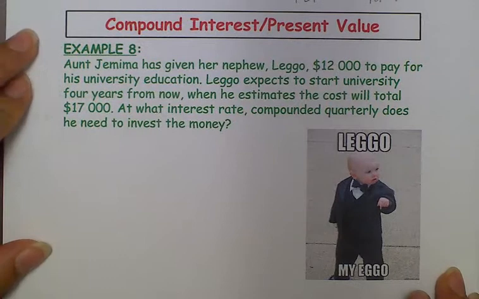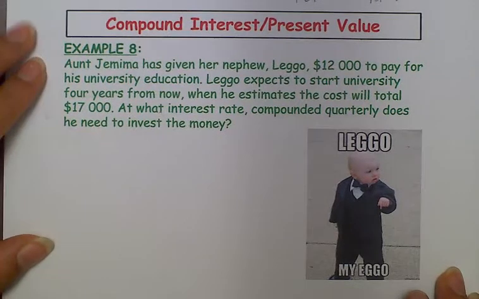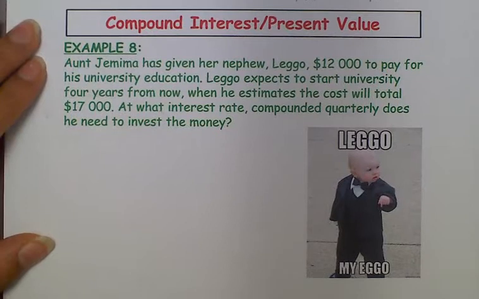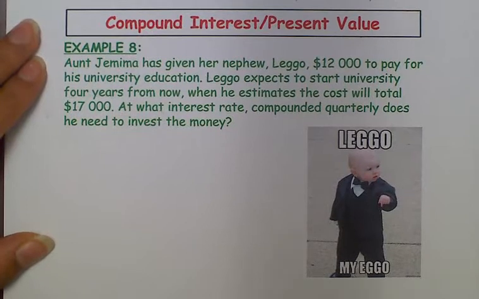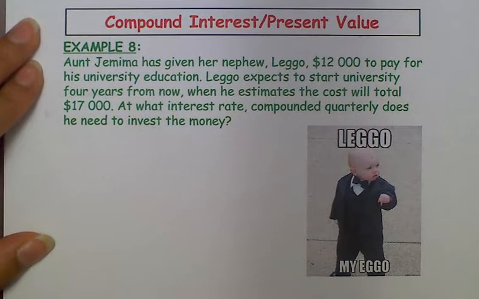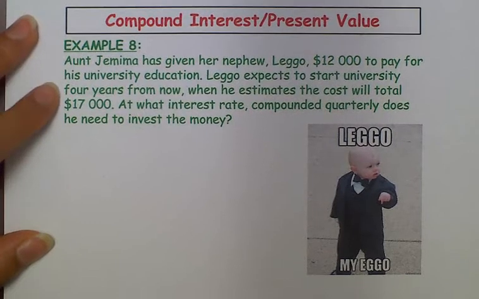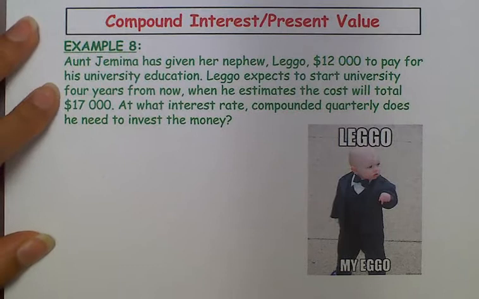So it says, Aunt Jemima has given her nephew Lego $12,000 to pay for his university education, and Lego expects to start university 4 years from now, when he estimates the cost will total $17,000. At what interest rate, compounded quarterly, does he need to invest the money?